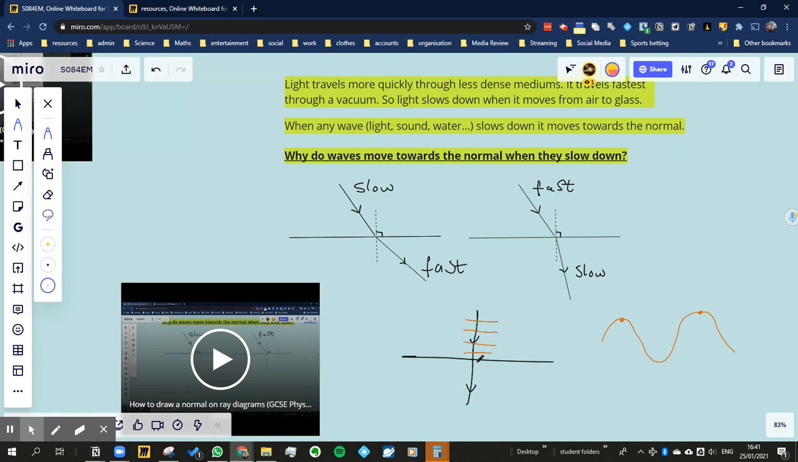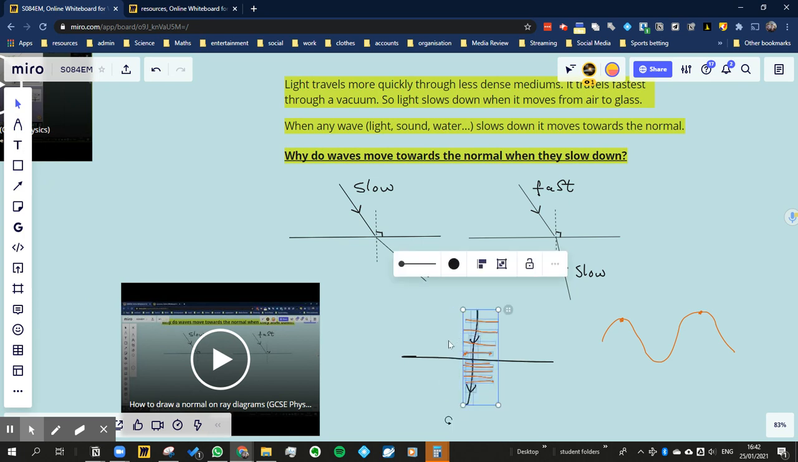So in this case, the left-hand side and the right-hand side hit the glass, or the water, or whatever it is, at the same time, and they slow down at the same time. When they slow down, they actually bunch up like this. That's what happens if they hit it dead on. So there's no change in direction in that case.